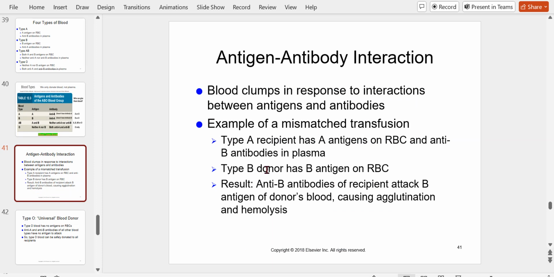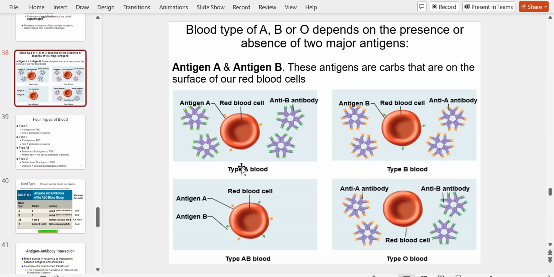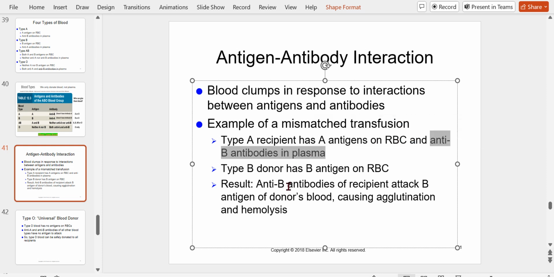So the antigen-antibody interaction. This is the whole agglutination process, where the blood clumps in response to interactions between antigens and antibodies that shouldn't be coming together. Example of a mismatched transfusion: a type A recipient has A antigens on the RBC and anti-B antibodies floating in the plasma, as we stated already. Type B donor has B antigens.